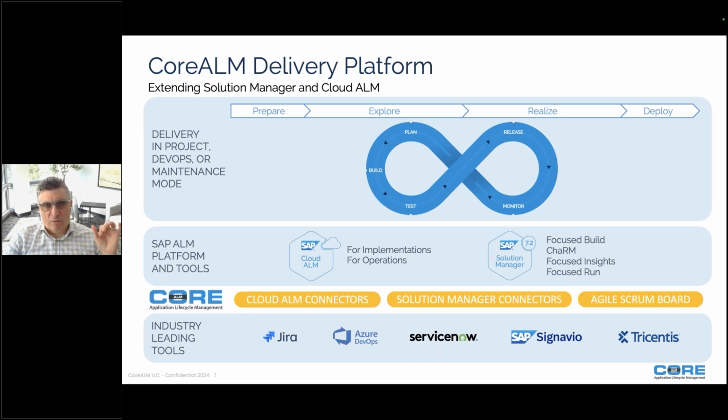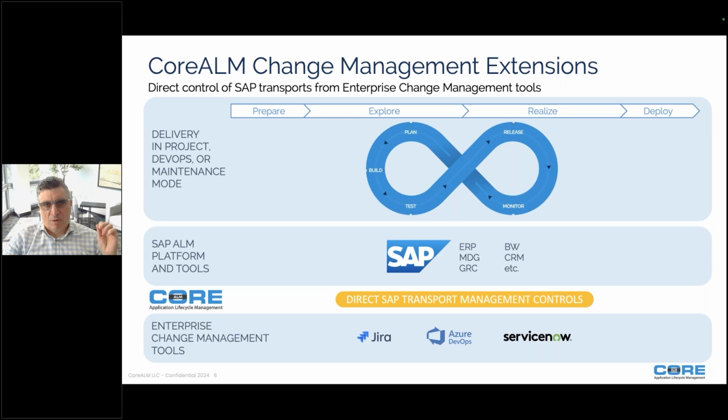We have direct connectors for Solution Manager components. Quite a few of them. We're going to be talking about the alerting one today, but we also have Focused Build and ChaRM integrations. For CloudALM, we have all the implementation capabilities, as well as some alerting integrations on the CloudALM side. And we also have an integration directly for transport management from ServiceNow, Azure DevOps, and Jira directly to SAP Transport Management Services. So again, lots of options for how you can connect and have one seamless experience.